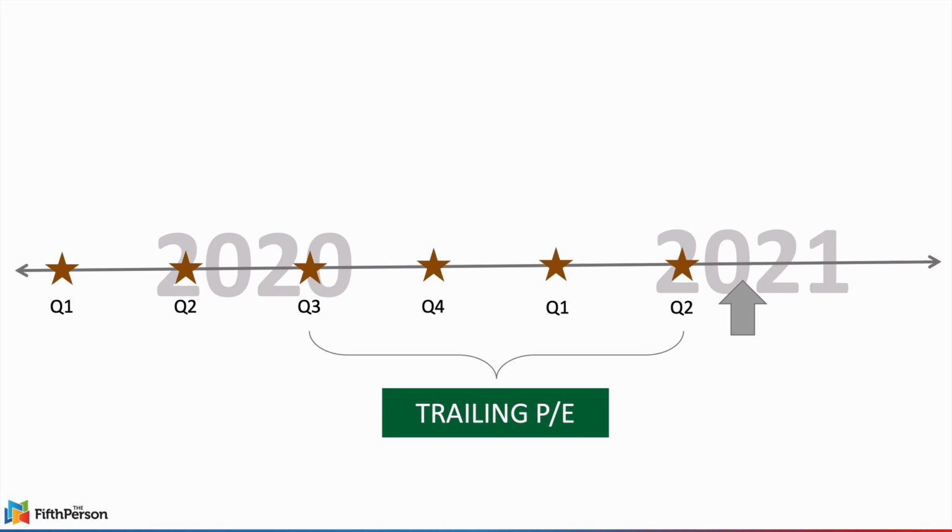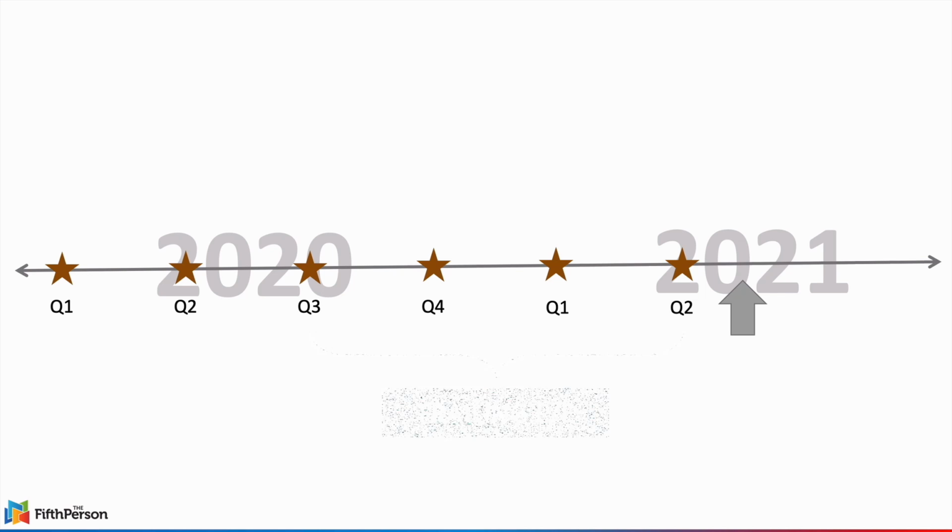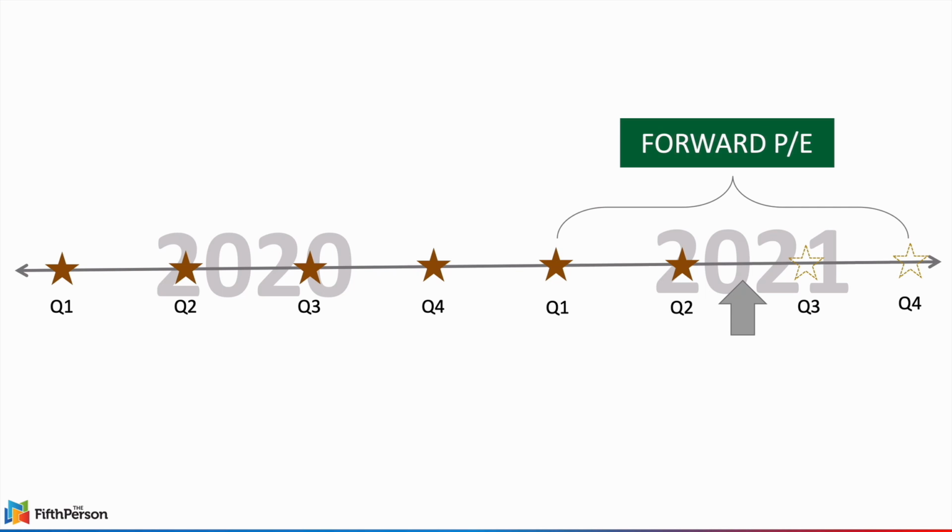And let's move on to forward PE. Forward PE is based on the analyst estimate of the future earnings. So for instance, the company has the latest first quarter and second quarter, and the analysts estimate the next third quarter and fourth quarter result, and this is your forward PE.